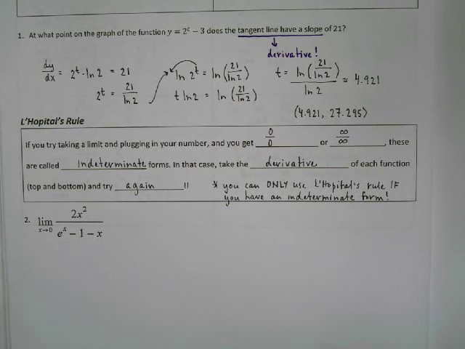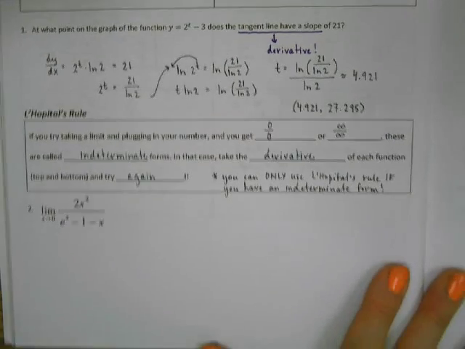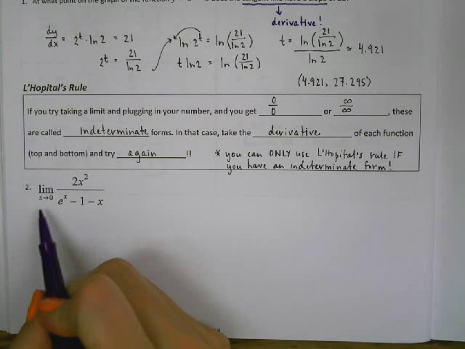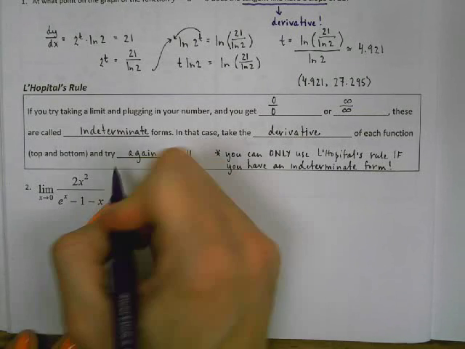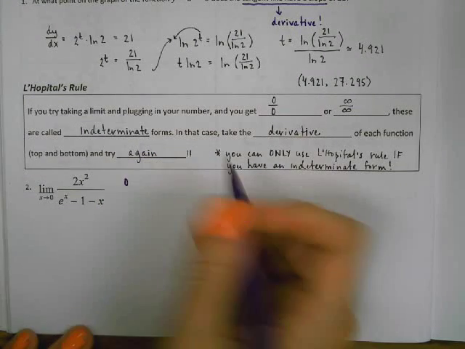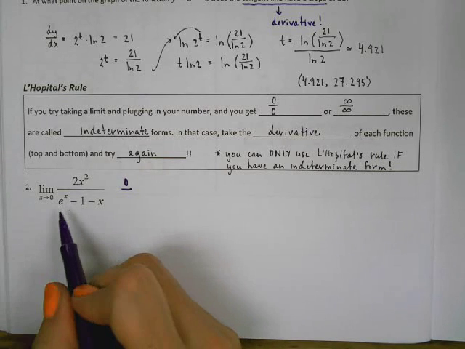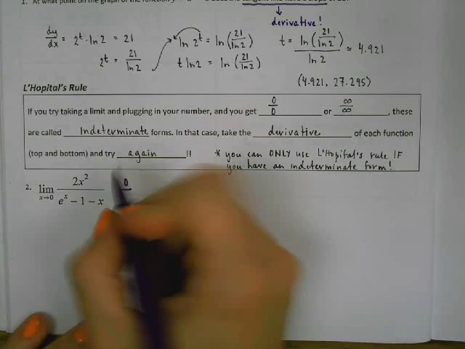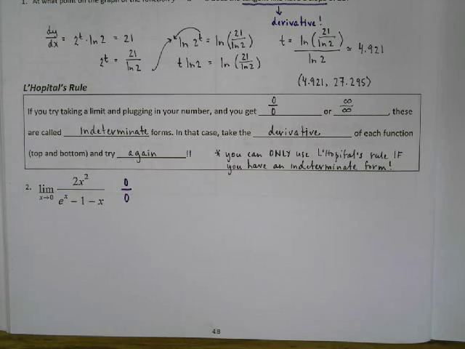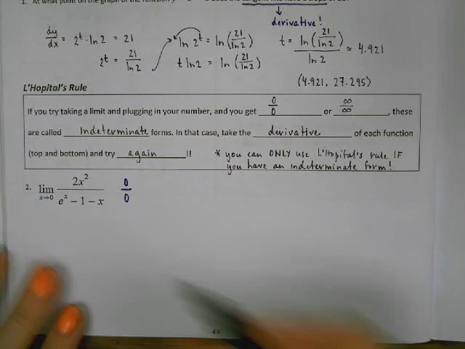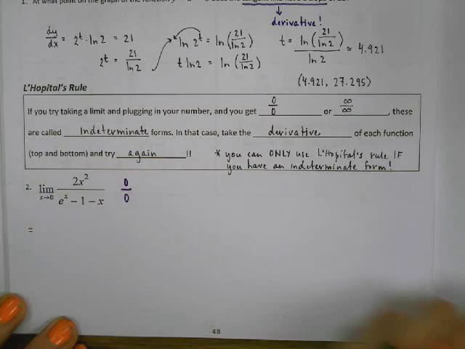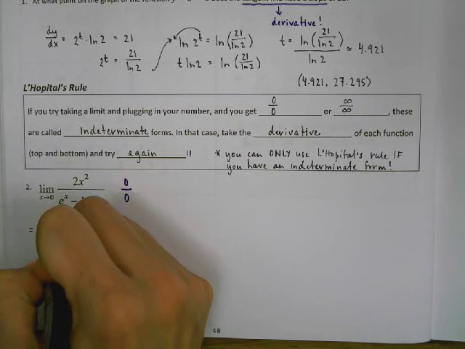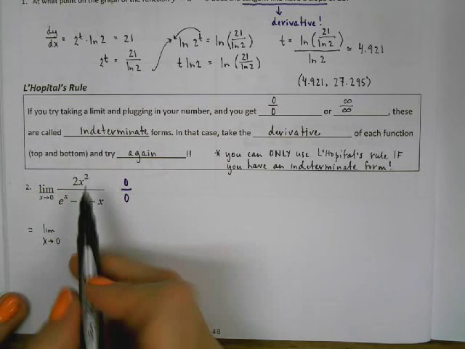So let's look at this example here. If I was trying to evaluate this limit, the first thing I would do is try to plug in. So if I plugged in 0, I would get 2 times 0 squared, which would give me 0 in my numerator. Down here, I know that e to the 0 is 1, so 1 minus 0 obviously gives me 0. So there I notice right away that I have an indeterminate form, so I'm going to go ahead and use L'Hopital's rule.